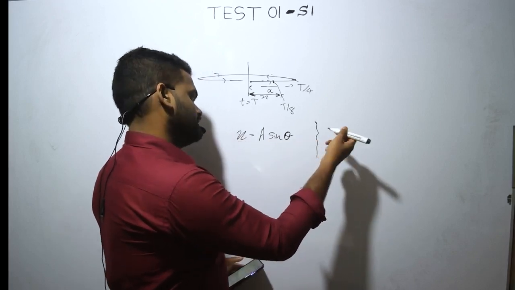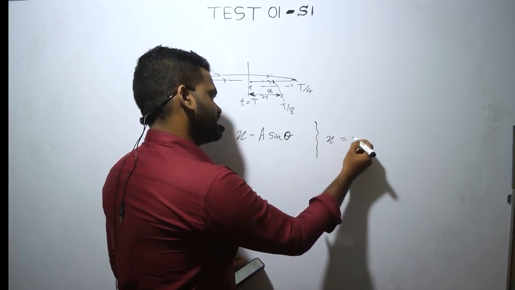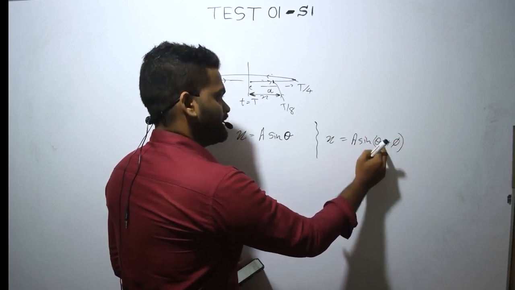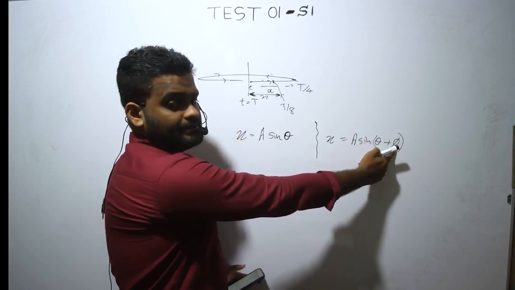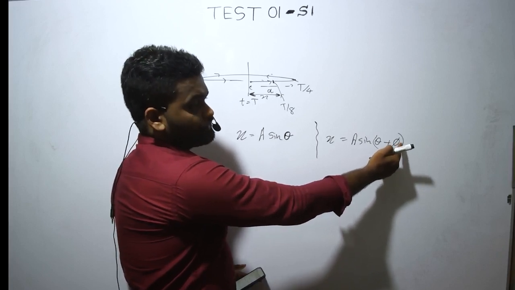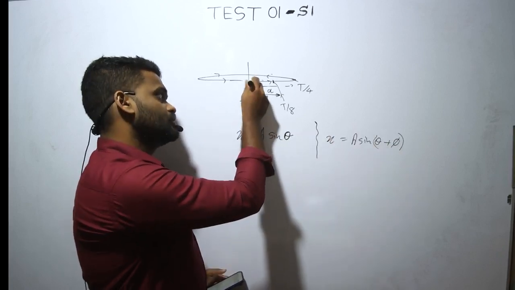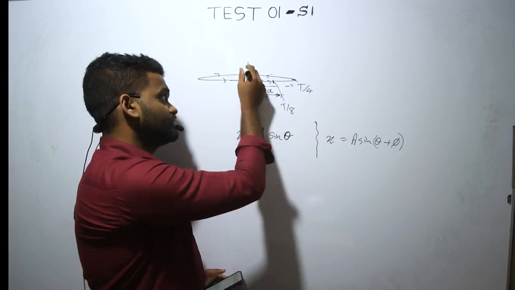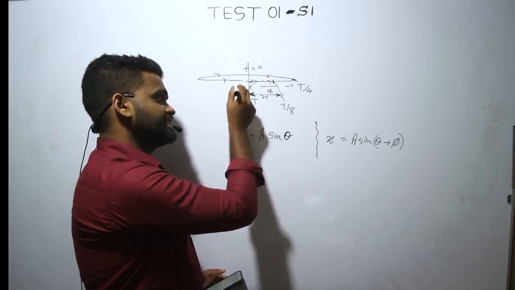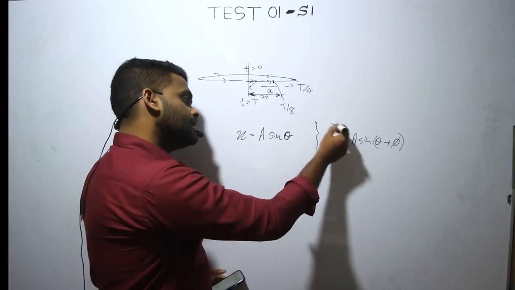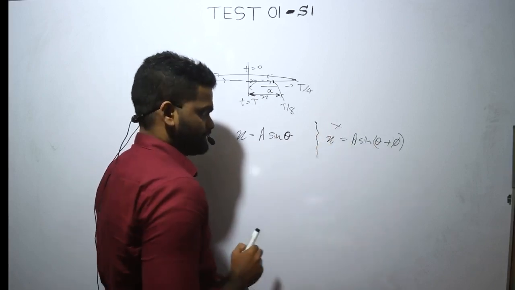To explain this further, I'll just say sine theta plus psi. If there's an initial phase angle, we just have to use this one. But in this case, we don't have an initial phase angle. The motion starts when t equals 0. The motion starts from the center. So this does not have an initial phase angle, so we don't have to use this equation.